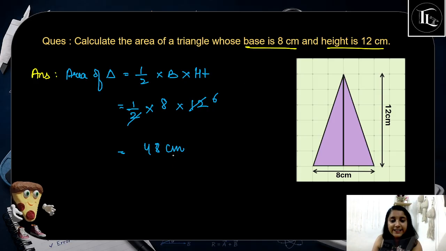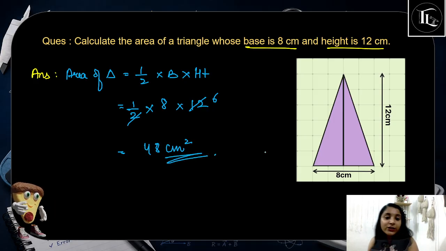centimeter. So is the centimeter the correct unit here? No, it is 8 centimeter into 12 centimeter. It will be centimeter square. So take care of the units very well. Usually students make this mistake and they write 48 centimeter and then they end up losing their marks.